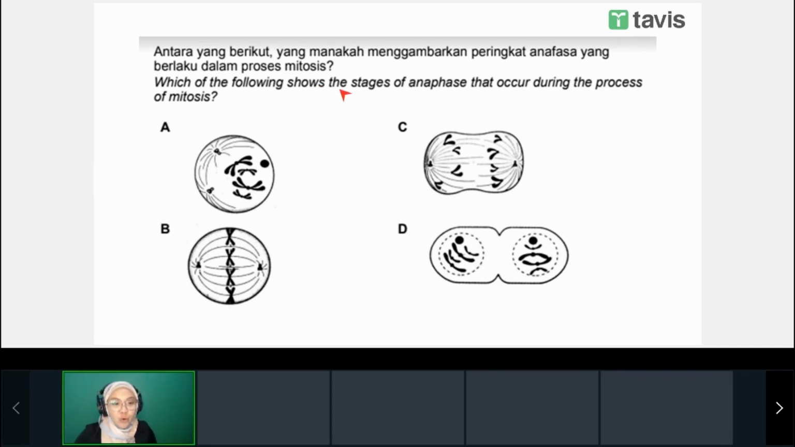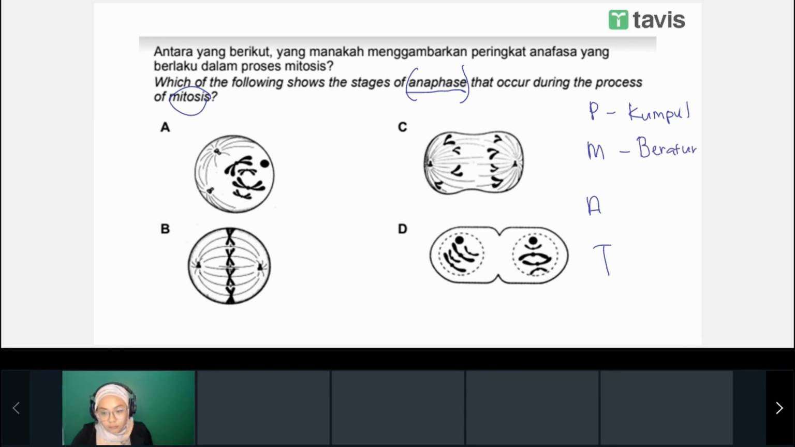Which of the following shows the stages of anaphase that occur during a process of mitosis? What is the keyword over here? Anaphase. Mitosis. What is the acronym that I asked you to remember? Pak Mat, what happened during P, prophase? Kumpul. Then during M, beratur. During A, tarik. And last but not least, pisah.